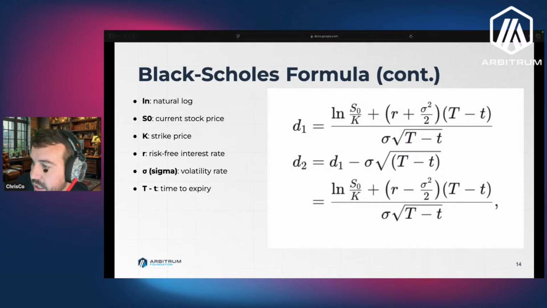Ultimately, D1 is meant to compute the expected benefit of owning the option if it finishes in the money, and D2 is essentially computing the expected cost of acquiring the option based on the changing conditions in the market over the period of time.